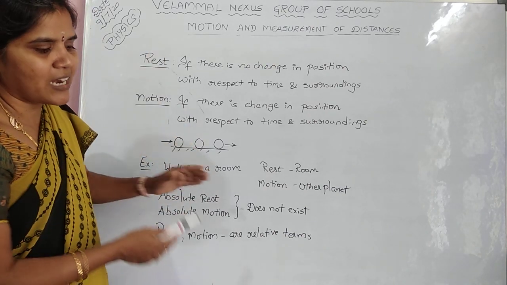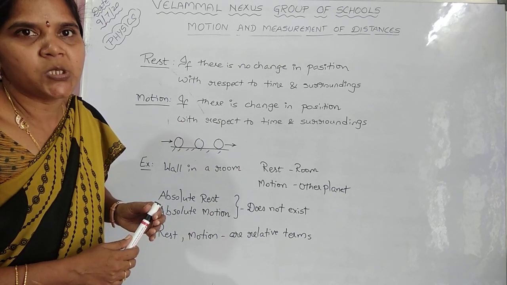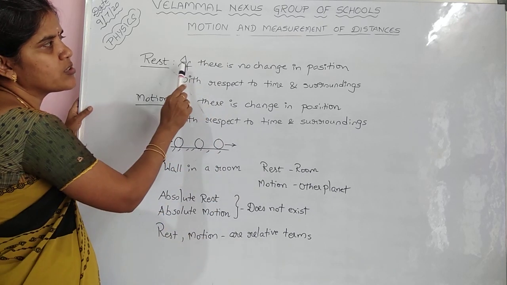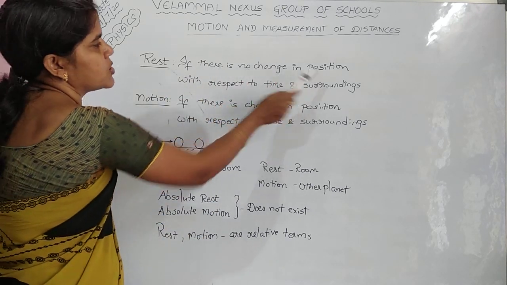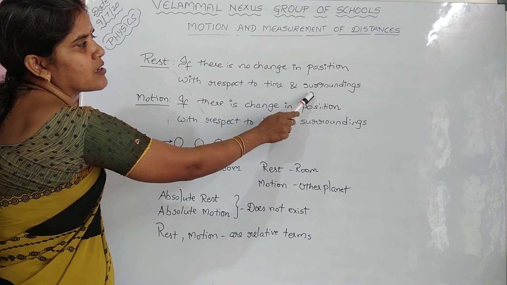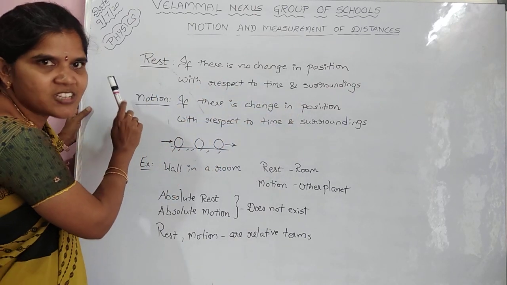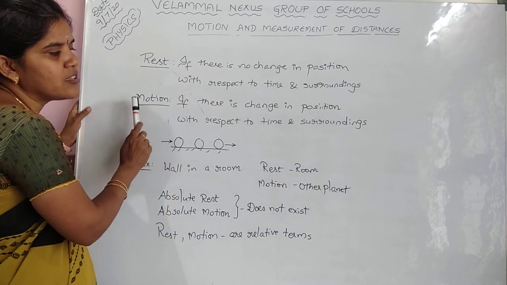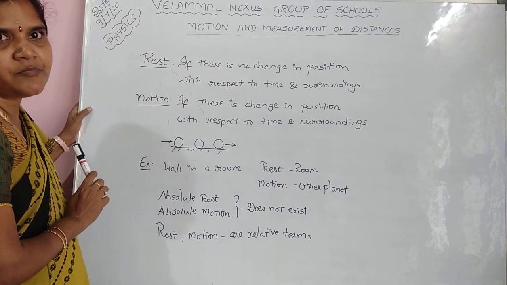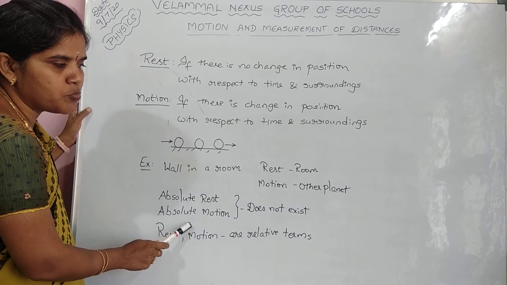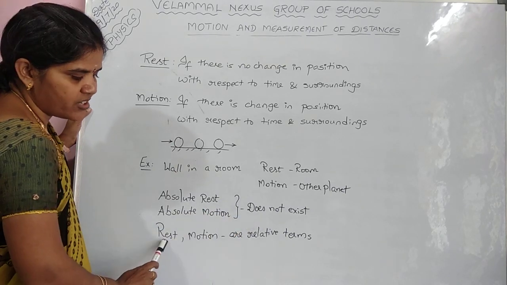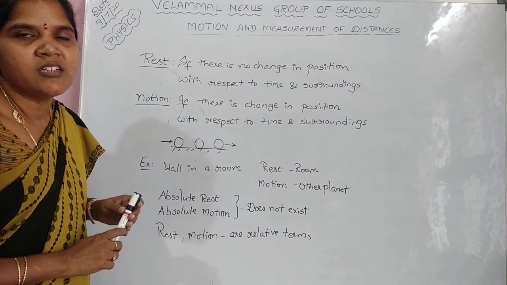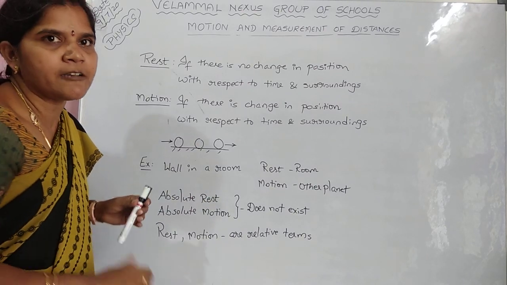If you still need some clarity, we will go with some other example, children. I am going to rub the board now. Once you have clarity over this: if there is no change in position with respect to time and surroundings, the body is said to be in rest. If there is change in position with respect to time and surroundings, the body is said to be in motion. Absolute rest, absolute motion does not exist. Rest and motion are relative terms. Is it clear, children? Shall we go with one more example for clarity?